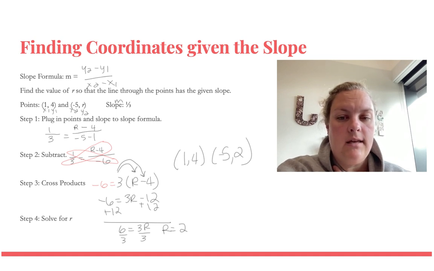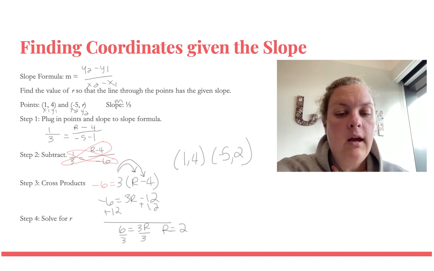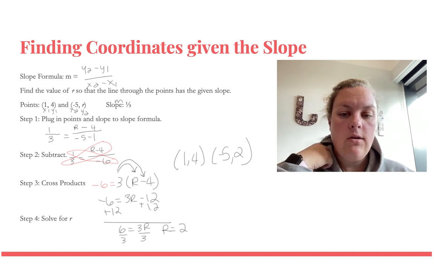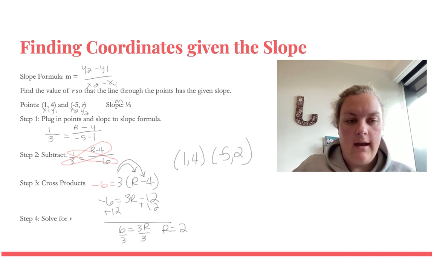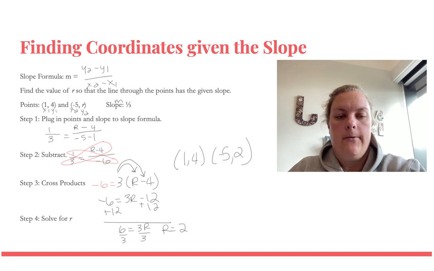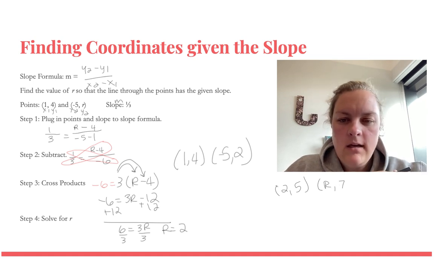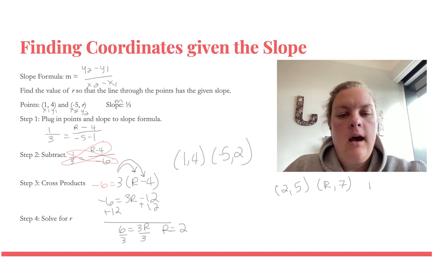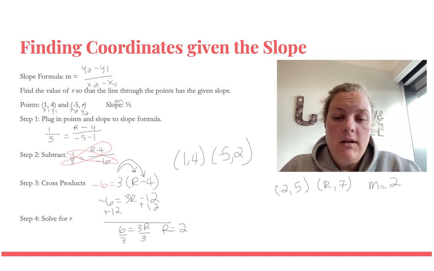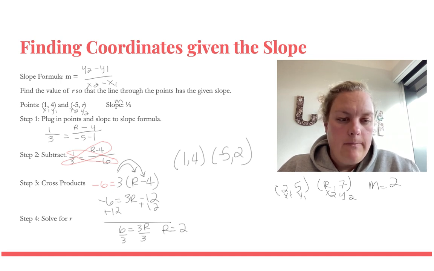Sometimes when you do this, you might have the r in a different position. The process is still the same, with the exception of step 2, where you might have to add or subtract depending on what that simplifying step is. If you have, for example, a slope that does not have a fraction in it, so if our points were (2, 5) and (r, 7), and we had a slope of 2, we would set the problem up just the same. We would say x1, y1, x2, y2, and our slope.